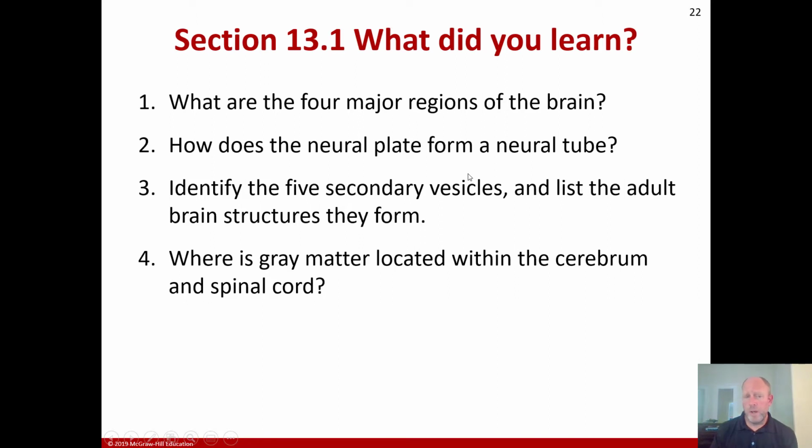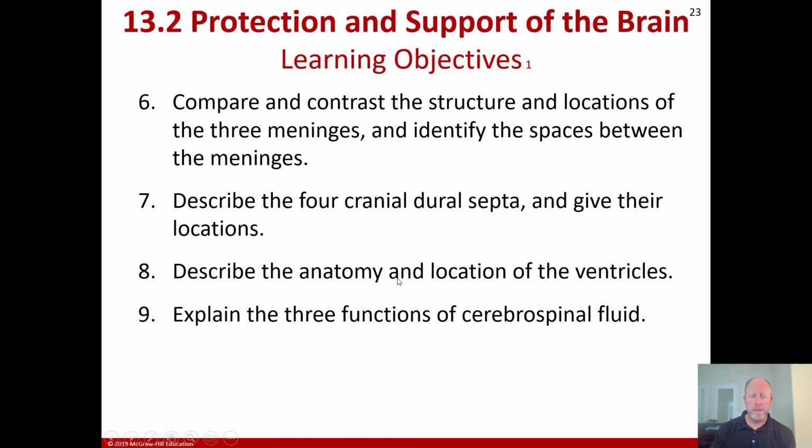So, what did you learn? What are the 4 major regions of the brain? How does the neural plate form a neural tube? Identify the 5 secondary vesicles and list the adult brain structures they form. And where is gray matter located within the cerebrum and the spinal cord? And that's section 13.1. We'll come back for section 13.2 shortly.